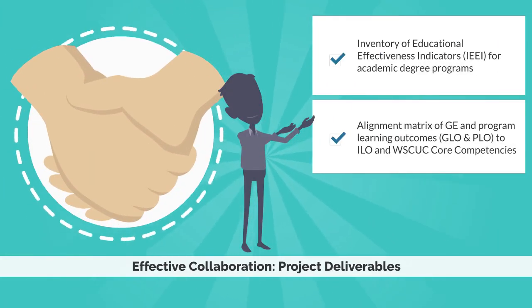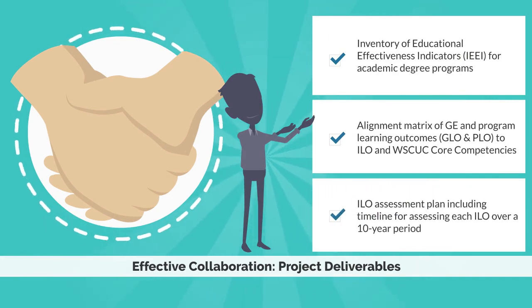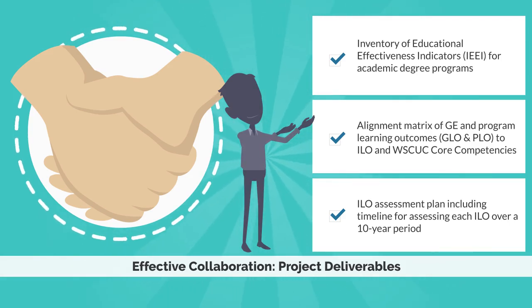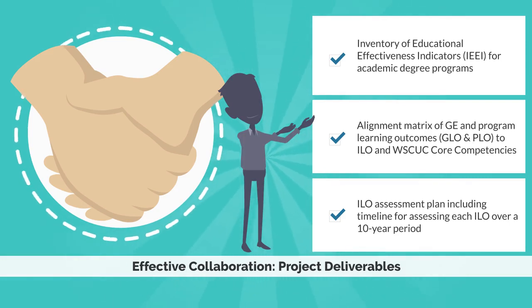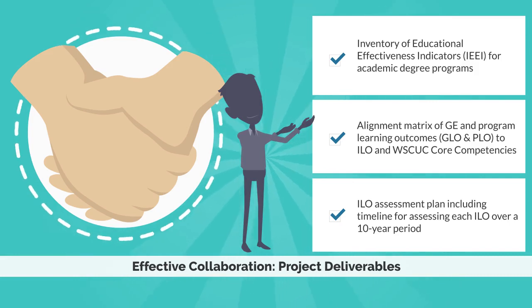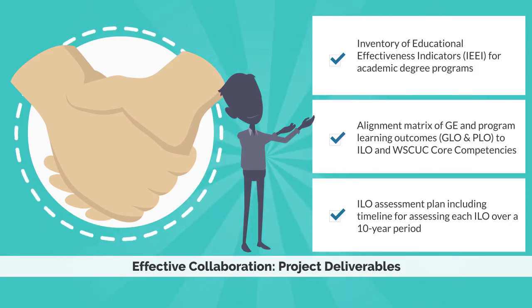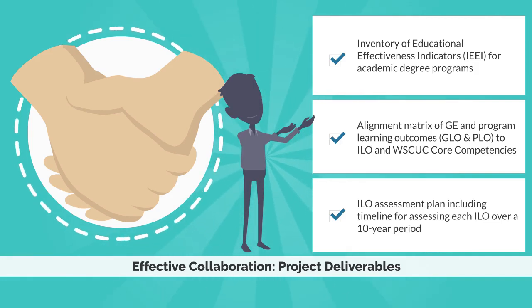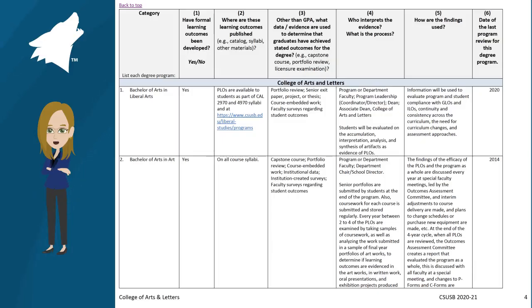All this collaboration led to these 3 deliverables to complete the ILO assessment plan project. 1. An IEEI for academic degree programs. 2. An alignment matrix of general education and academic PLO with ILO. And 3. A description of the ILO assessment plan that includes a timeline for assessing each ILO over a 10-year period. So this is a page from our IEEI.